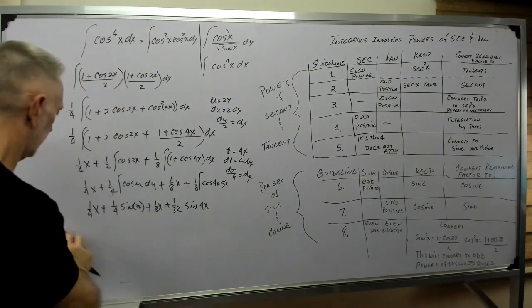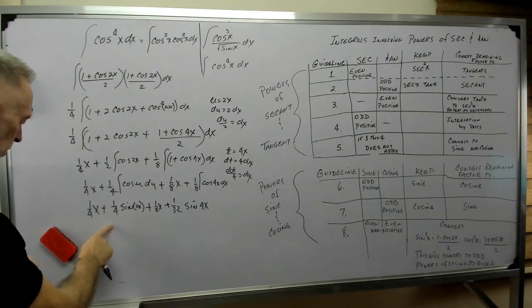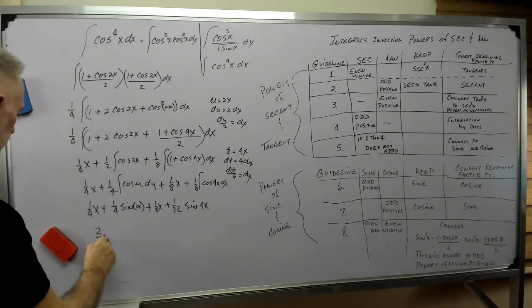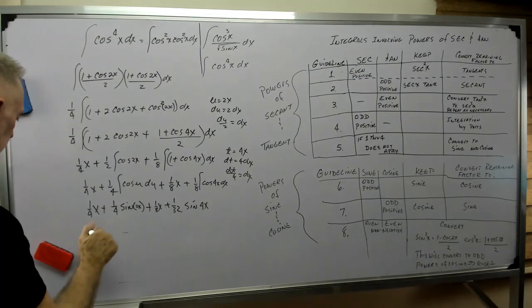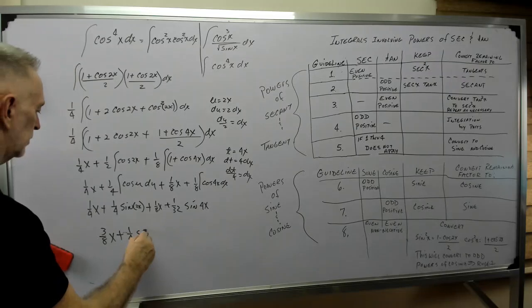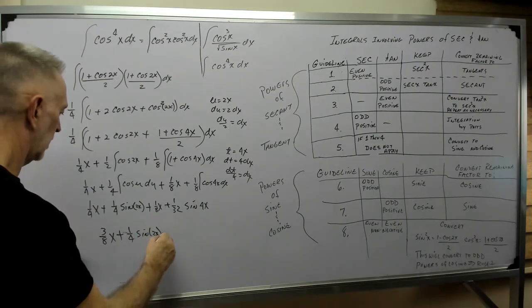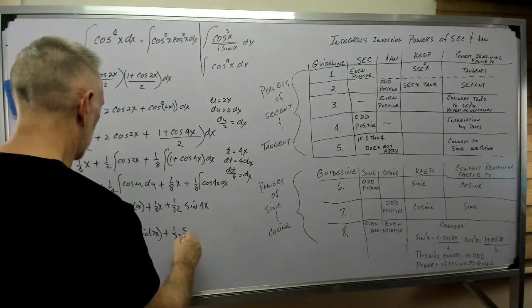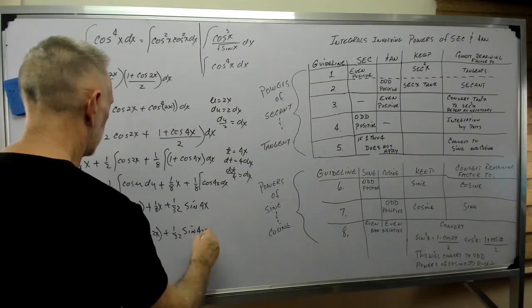All right. I have a few terms we can put together here. So 1/4 would be 2/8, 2/8 x plus 1/8 x. Well, that's 3/8 x. So I have 3/8 x plus 1/4 sine 2x plus 1/32 sine 4x plus c.